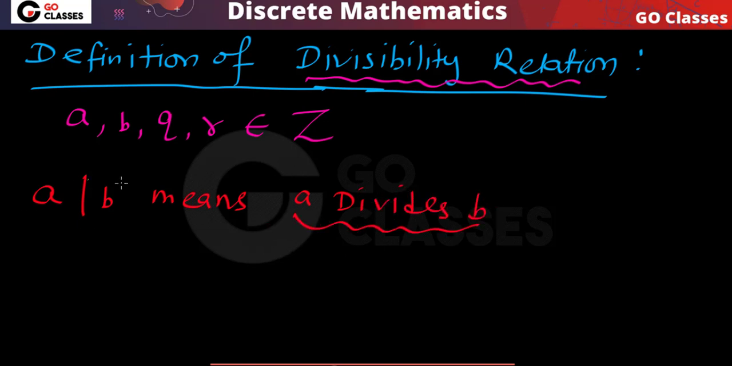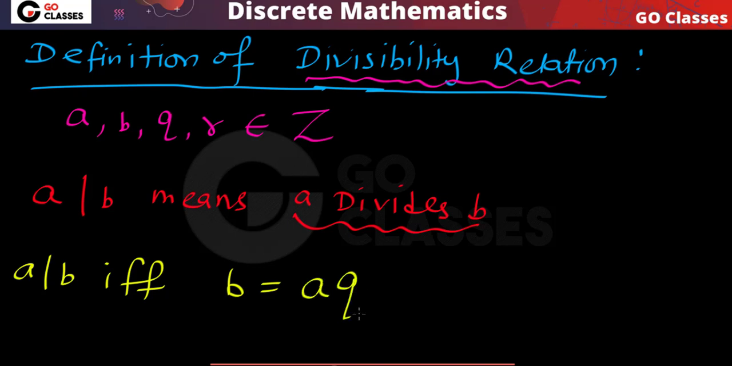So when can I say that a divides b? I can say a divides b if and only if b is equal to a multiplied by some integer q, where q is some integer. So this is the idea. Let's assume that a, b, q are integers.